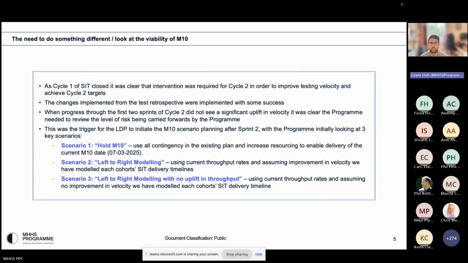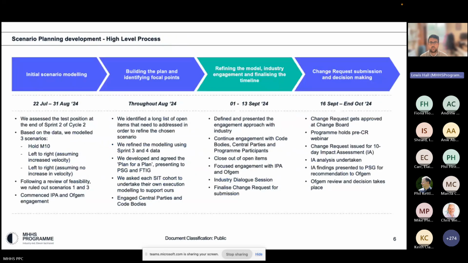So if we just move on to the next slide. This is a four-step approach, which articulates some of what I've just said, so I'll try not to labour the point. What I've just articulated on the previous slide probably covers the first chevron you're seeing here. Once we identified scenario two as the key logical scenario to follow, we identified a long list of open items, which we've called the planning focal points, which many of you have fed back on to date. And these were key points that we identified would help refine the scenario.